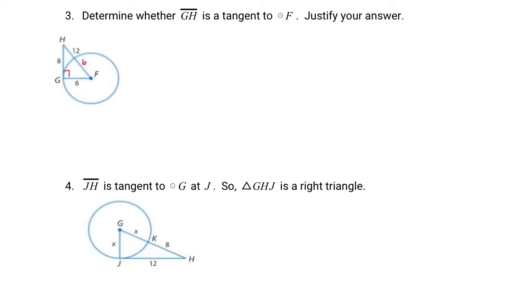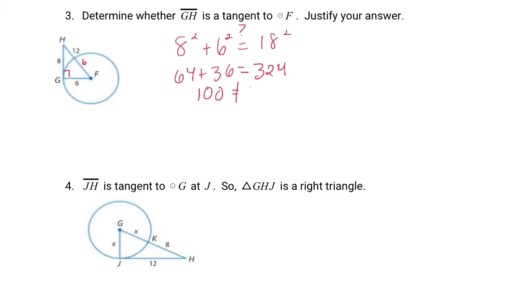So we know the Pythagorean theorem should work and say that 8 squared plus 6 squared should equal, question mark, 12 plus 6 is 18 squared. So 8 squared is 64 plus 36. And we know from before that 18 squared is 324. 64 and 36 is 100, and that does not equal 324.